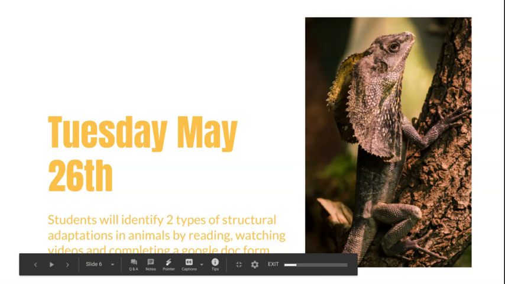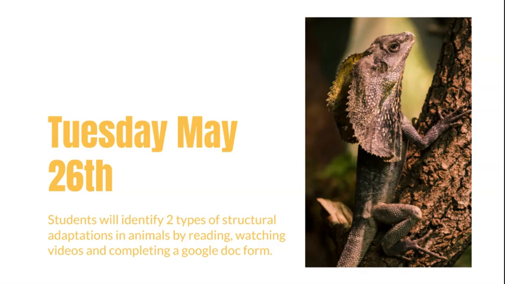Hey, everybody. For science today, we are still going to be talking about animal adaptations, and our focus for today is going to be able to identify two types of structural adaptations in animals by reading, watching videos, and completing a Google Doc. Or for our class, we're just going to be using the comments since that's what works best for us.